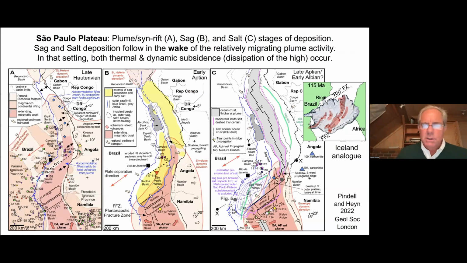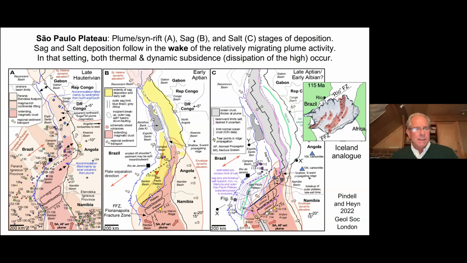So some simple cartoons. These are the busy ones with all of the igneous ages shown on them, but we have a plume time shown in this reconstruction between Angola and Brazil. That's late Hauterivian. We have Sin Sag, which is shown in yellow, which is early Aptian, late Berriasian, early Aptian. And then C would be the time of salt deposition, the basinward limits of which are these bold purple-pink lines that you see here.